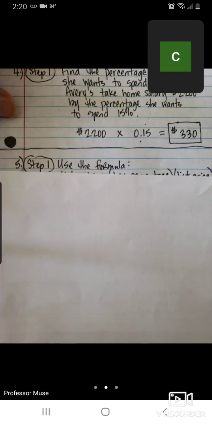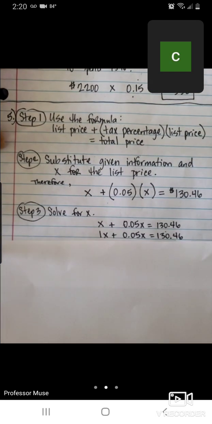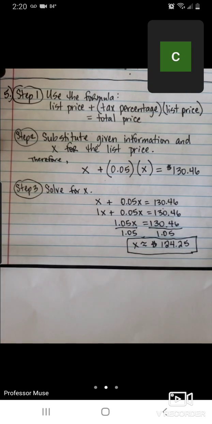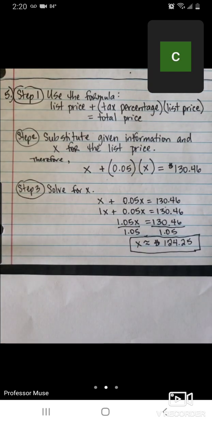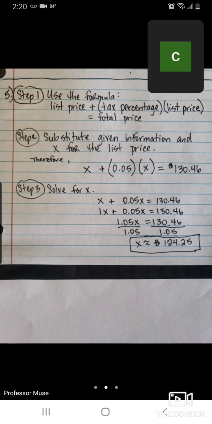Okay. Now let's look at number 5. Number 5 has a few more steps. I'll go ahead and read it for you.